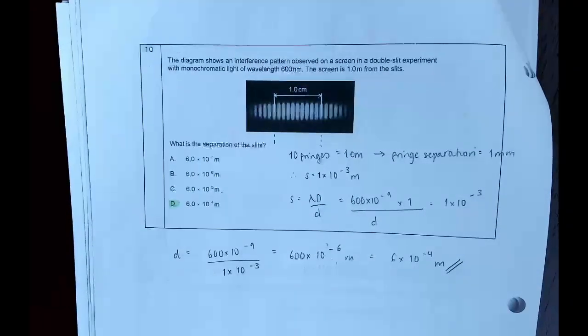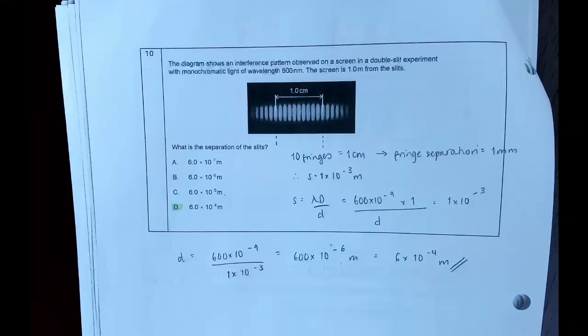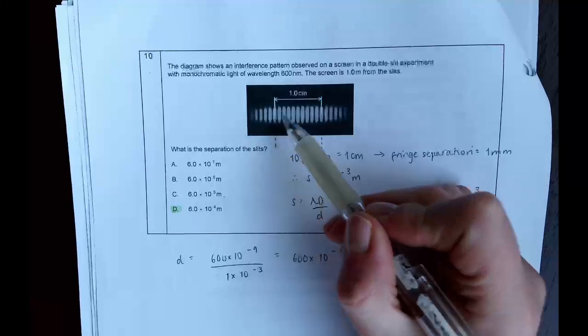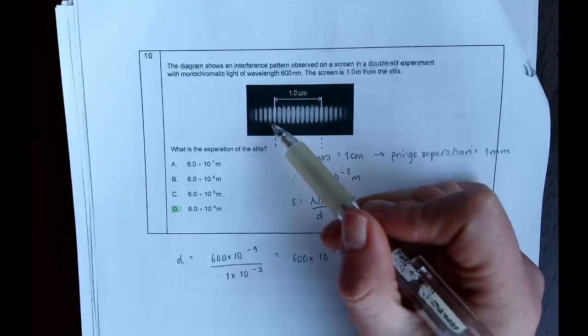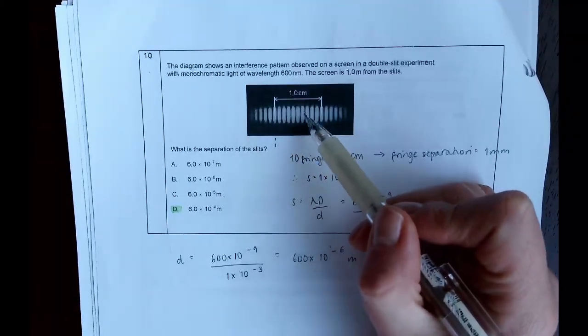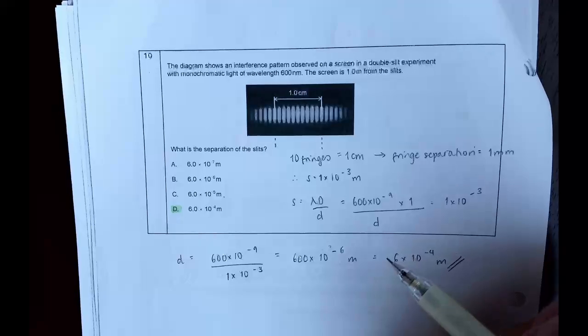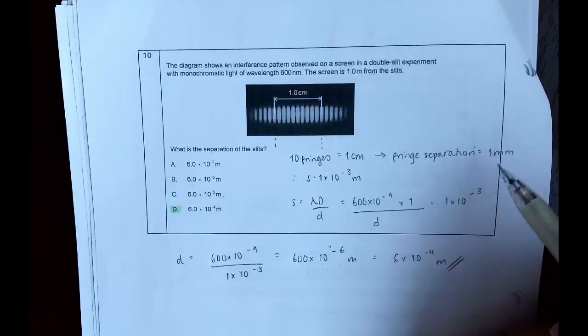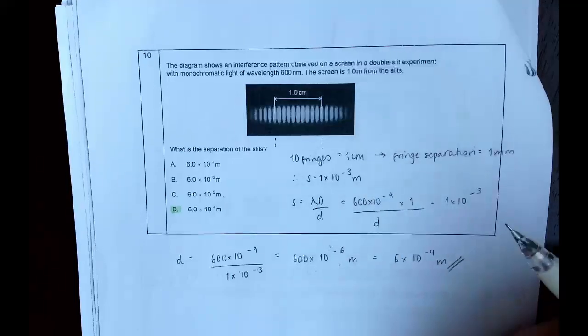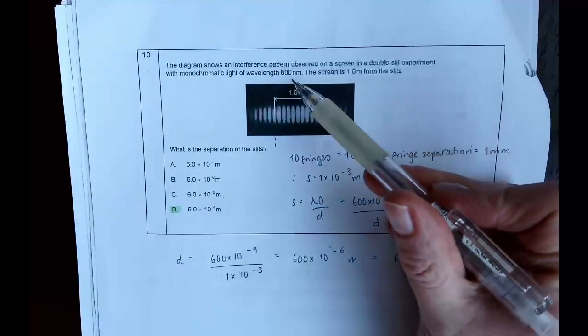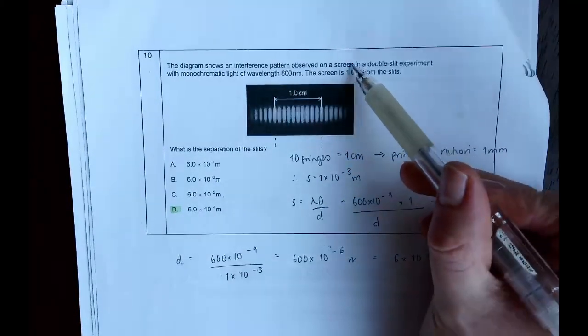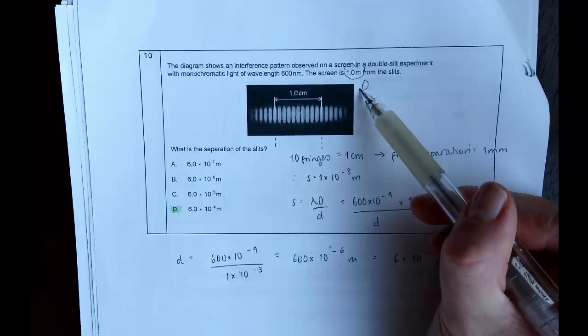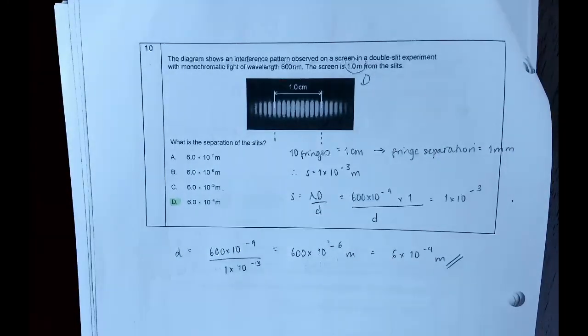Last multiple choice, question 10. So you've got a diagram where you've got an interference pattern. You literally need to count the number of fringes between that 1 centimetre. If you count across, there are 10 fringe separations in 1 centimetre. So one fringe separation is 1 millimetre. Turn that into metres. You are told the wavelength. You are told the distance, capital D, because you're told that the screen is 1 metre from the slits.